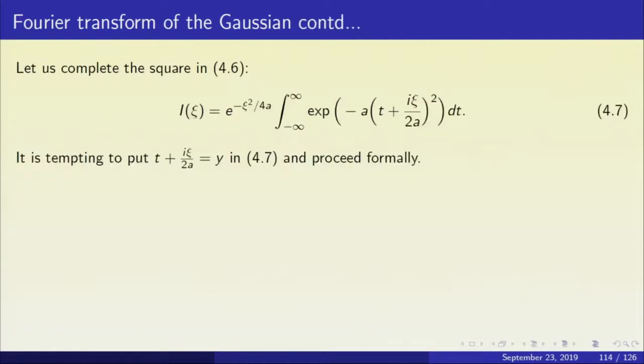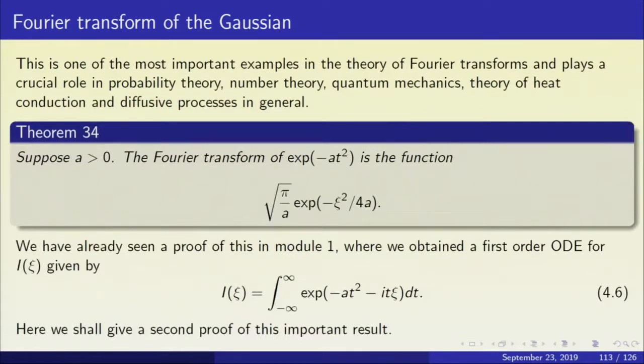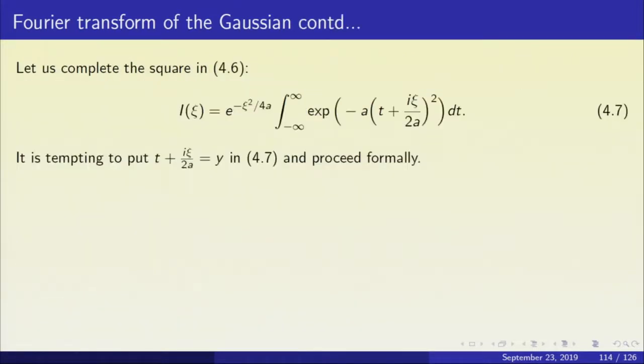Let us complete the square in 4.6. What's 4.6? It is exponential of minus at squared minus it chi. The last term is missing. Let us complete the square under the exponential. So let's do that. What do you get? It is exponential of minus a into t plus i chi by 2a the whole squared. So what have I added inside the exponential? An e to the power chi squared by 4a. I must compensate by putting the e to the power minus chi squared by 4a, and that's exactly what you see in the displayed equation 4.7.